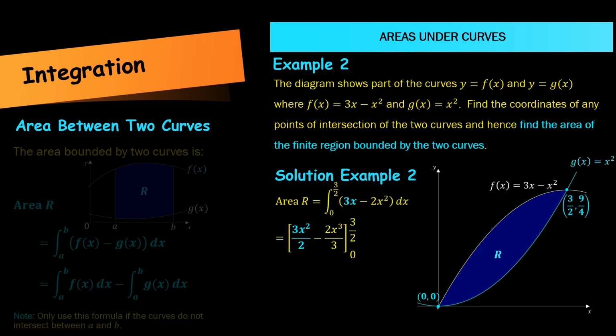Which equals 3x squared over 2 minus 2x cubed over 3, between the limits 3 over 2 and 0. Plugging in the limits gives us this expression minus 0, which equals 9 over 8.